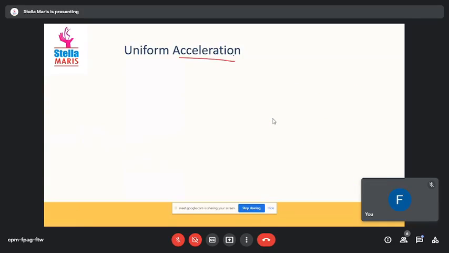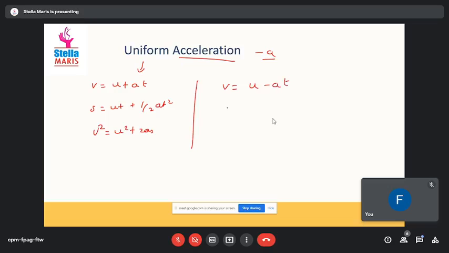When the acceleration is positive, that is plus a, the equations of motion are v is equal to u plus at, s is equal to ut plus half at squared, and v squared is equal to u squared plus 2as. What if the acceleration is negative? Employ the negative sign in the place of acceleration. So it becomes v is equal to u minus at, s is equal to ut minus half at squared, and v squared is equal to u squared minus 2as. These are the basic things. So we'll see the sums first. We'll go with NEET and JEE questions.